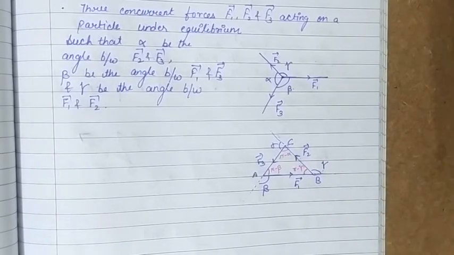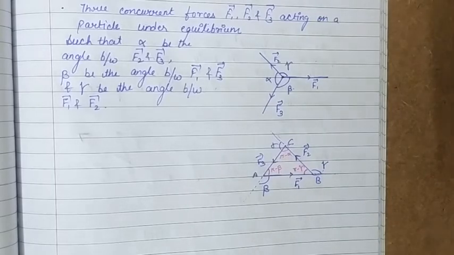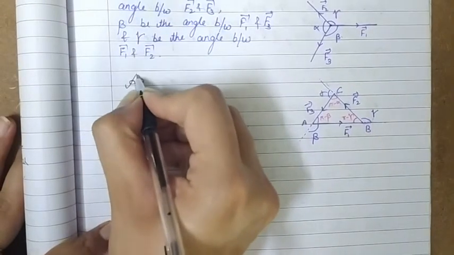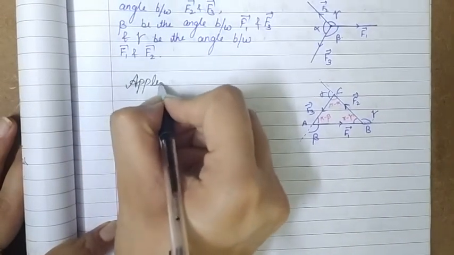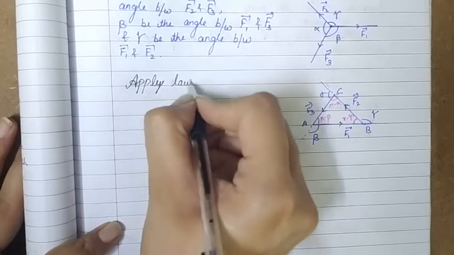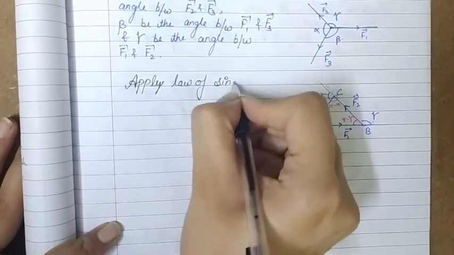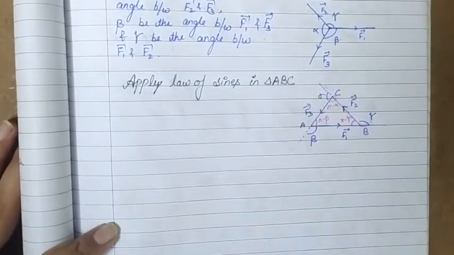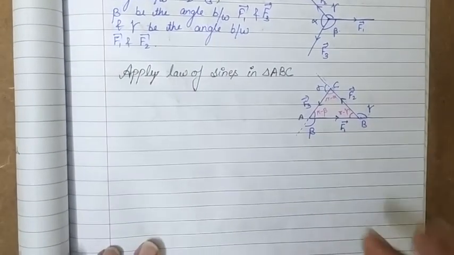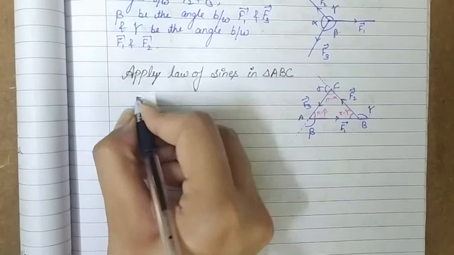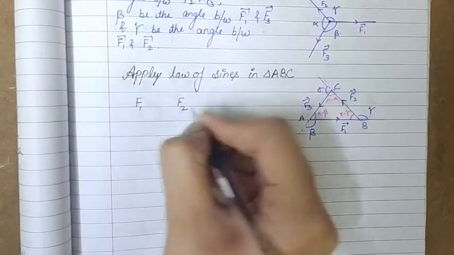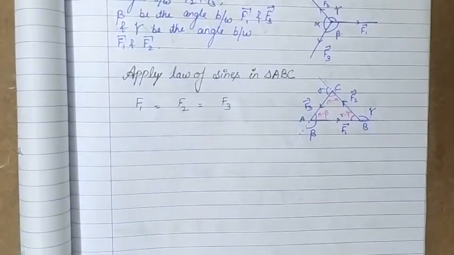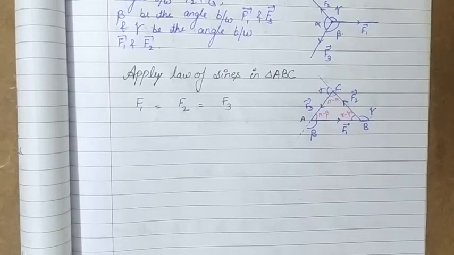So we have all the three interior angles of the triangle ABC. Now we are going to apply the law of sines in triangle ABC. This is a trigonometric relation in triangle ABC. And according to it, in a triangle ABC, the ratio of the forces or the sides F1, F2 and F3 to that of the sine of angle between the other two sides is equal.